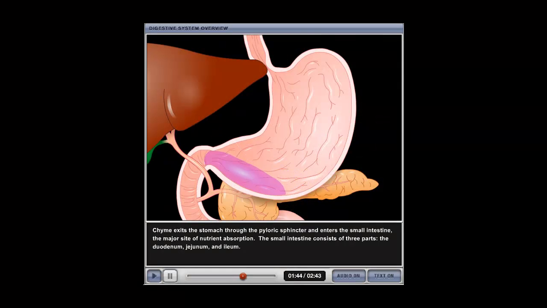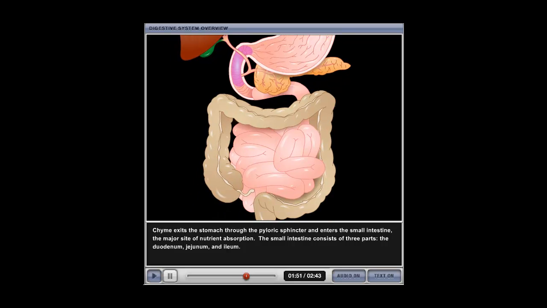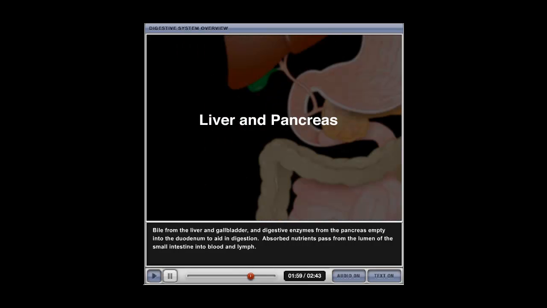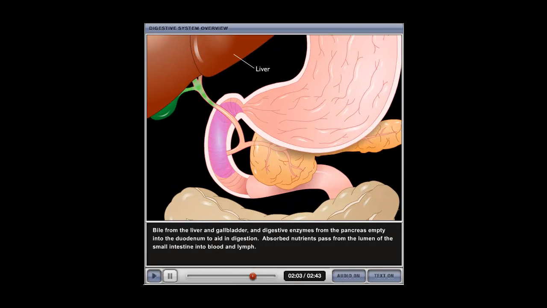Chyme exits the stomach through the pyloric sphincter and enters the small intestine, the major site of nutrient absorption. The small intestine consists of three parts: the duodenum, jejunum, and ileum. Bile from the liver and gallbladder and digestive enzymes from the pancreas empty into the duodenum to aid in digestion. Absorbed nutrients pass from the lumen of the small intestine into blood and lymph.